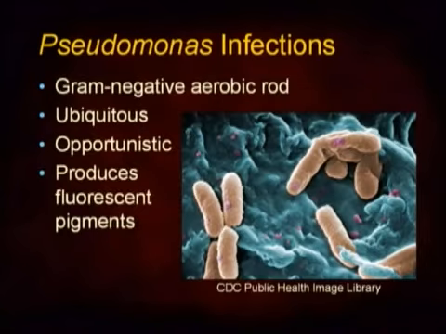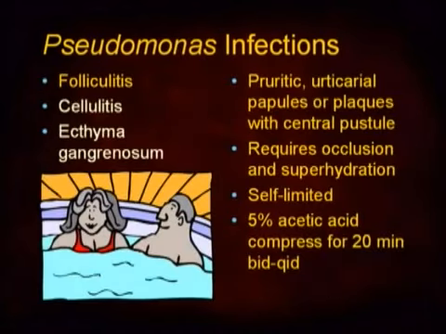Pseudomonas is a ubiquitous bacteria that is opportunistic, so it likes to have the door sort of opened up for it. And I'll show you some examples when we get to that. This is another one that produces a fluorescent pigment similar to the Corynebacterium that we looked at causing erythrasma. So Pseudomonas can cause folliculitis, in particular hot tub folliculitis.